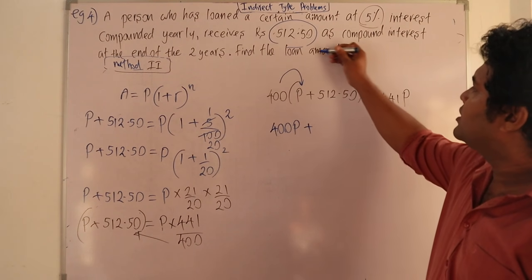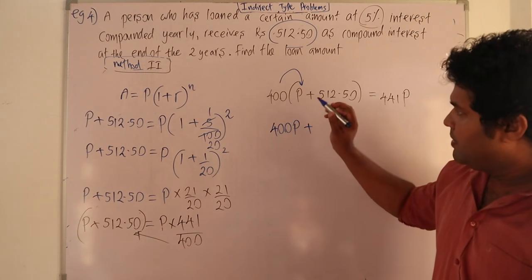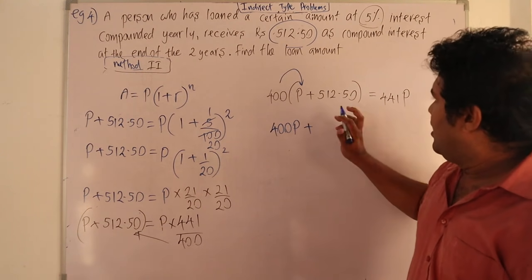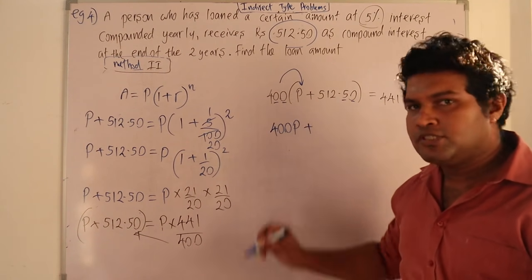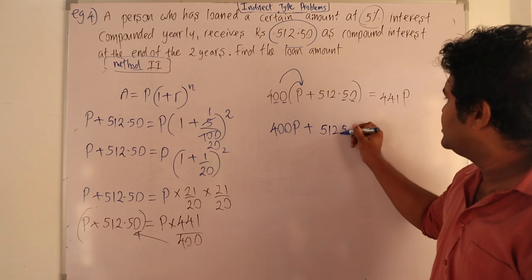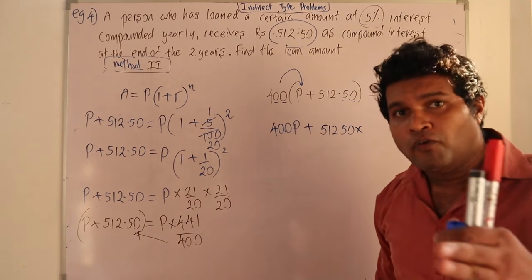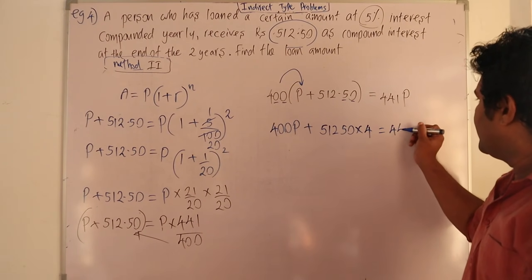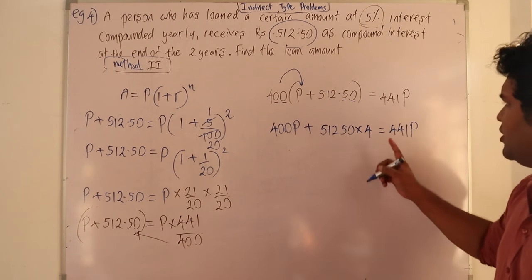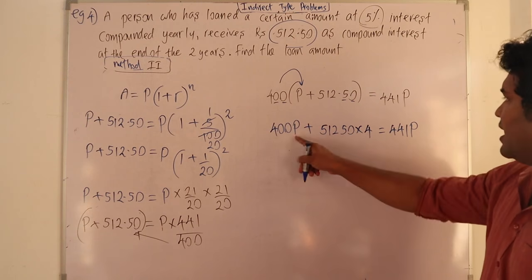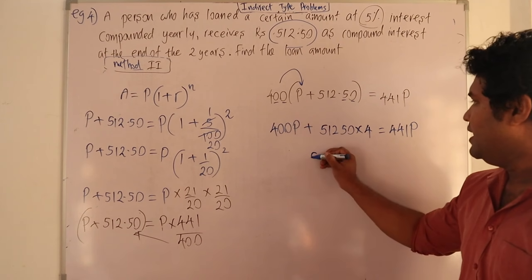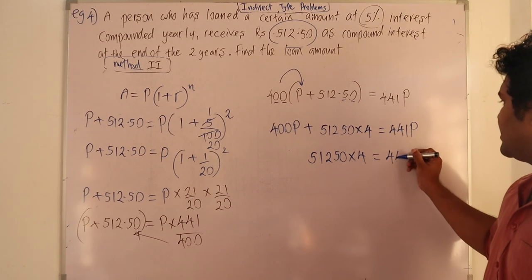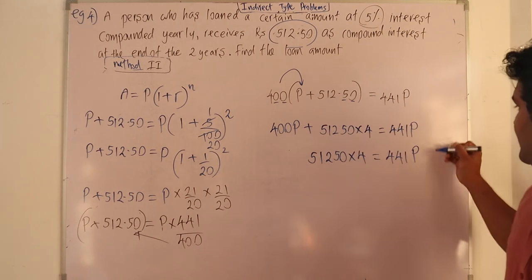400P, 400 times 512.50. Remember, you can multiply 400 into 512.50, it's not a big one. You better remove the 2 decimals because of 2 zeros. Just write 512.50 times 400 over 4, because you have eliminated 2 decimal places now. Then 441P. I'm not going to multiply these two numbers, because my target is P. Having this 51,250 times 4, I am going to subtract this 400P.